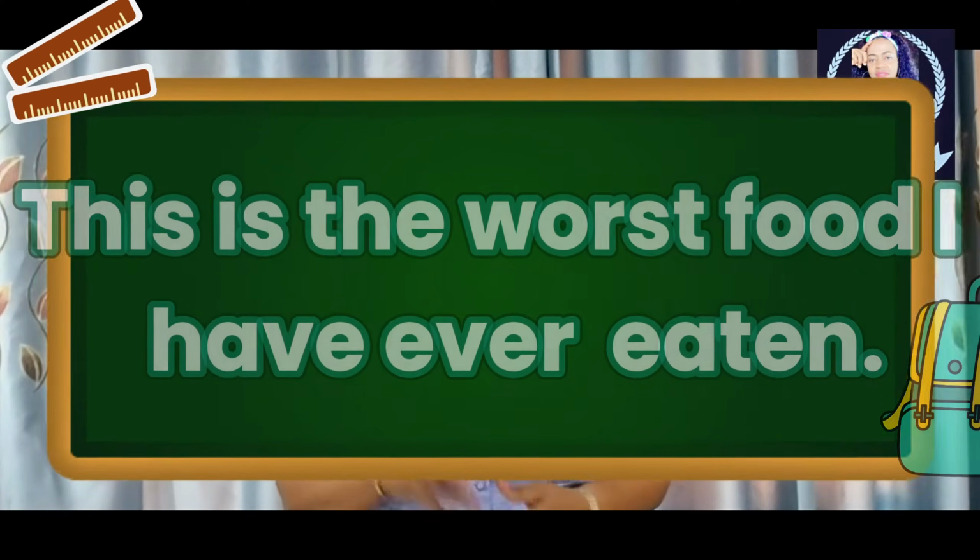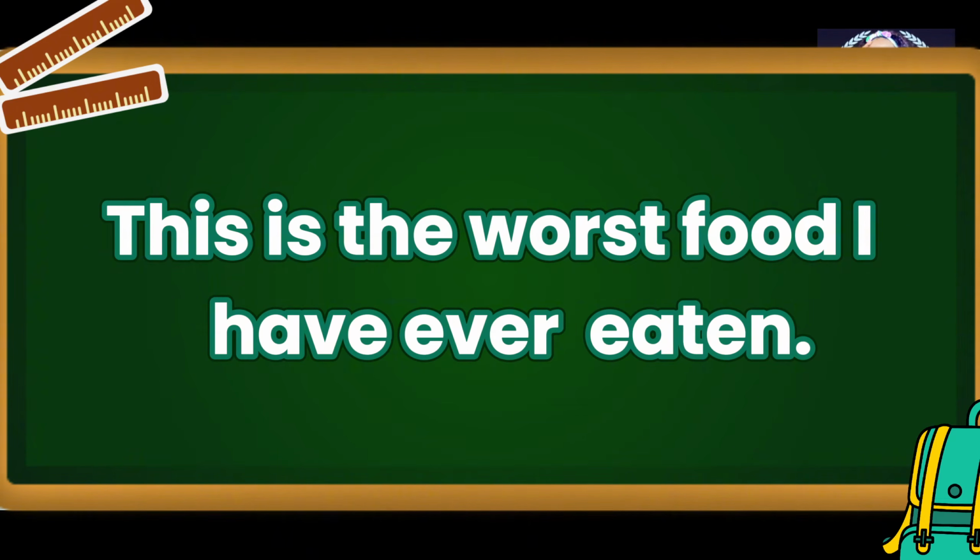How then do we use it in a sentence? This is the worst food I've ever eaten. Now, we cannot say this is the baddest food I've ever eaten. No, it doesn't go like that. This is the worst food I've ever eaten. Worst with a T. So that's just as simple as that. All you need to do is just know the comparative form, just know what it is. Know the word. When you know the word, it becomes very easy.